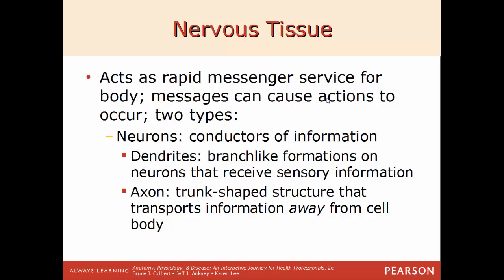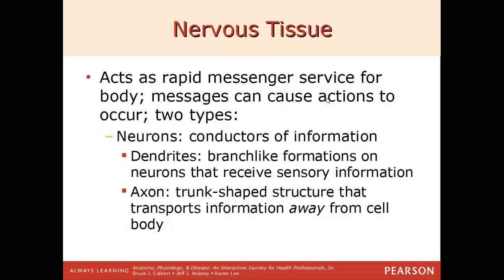There are two main types of cells in the nervous tissue. You have the main structural unit of the nervous system, the neuron. And neurons are made up of various branches that come off of a cell body. The main structure that carries information away from its cell body is called the axon. So think of A for axon, A for away.